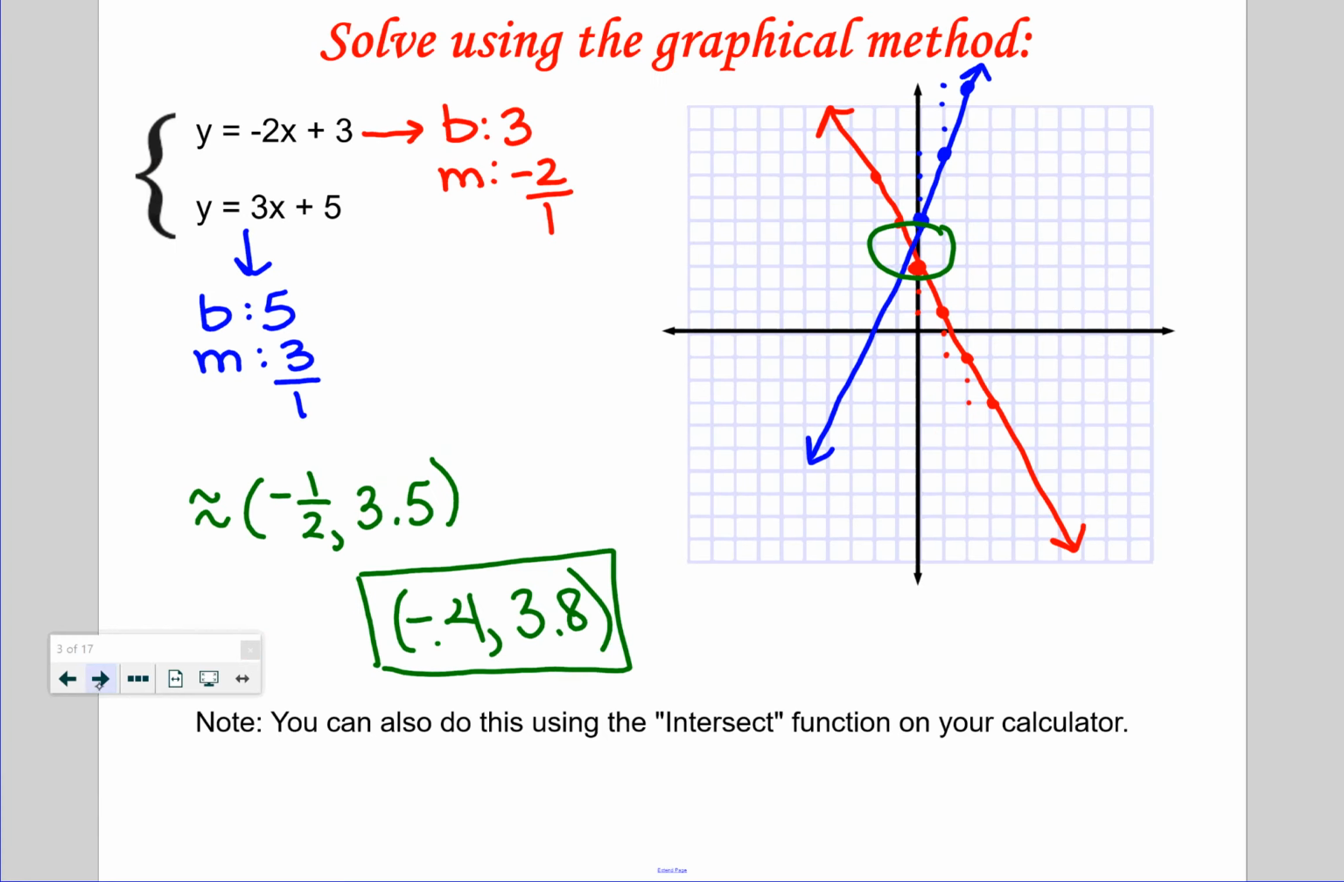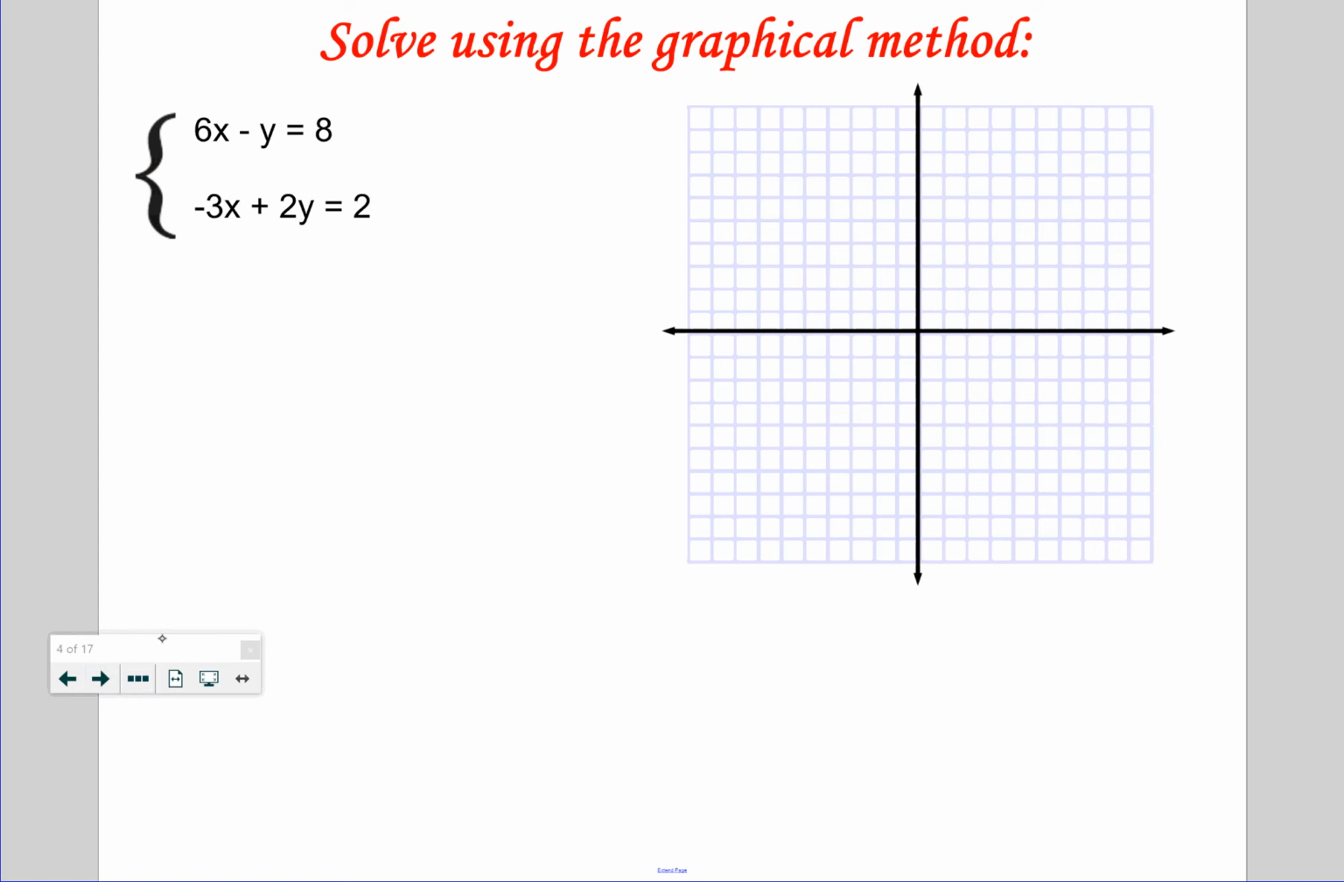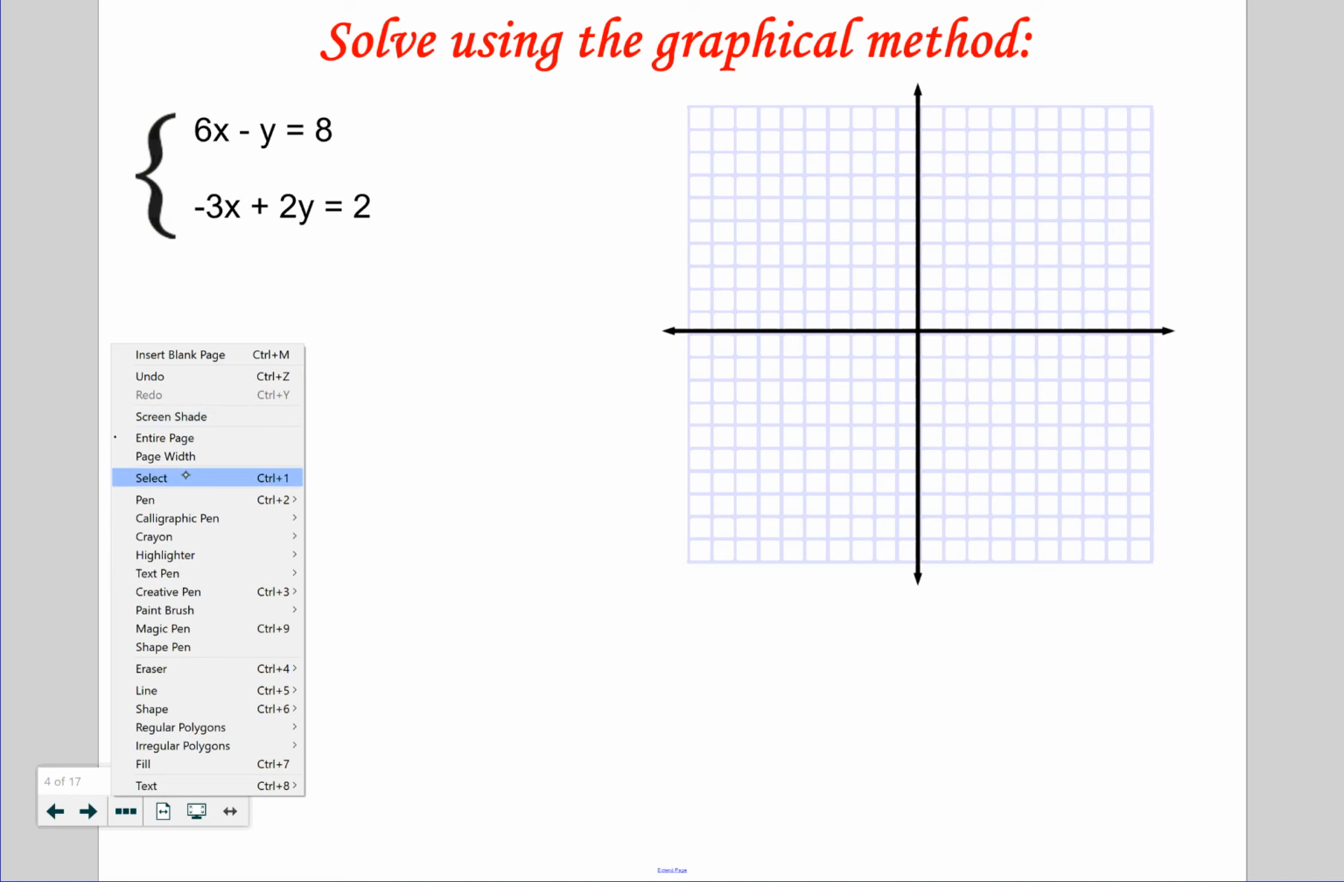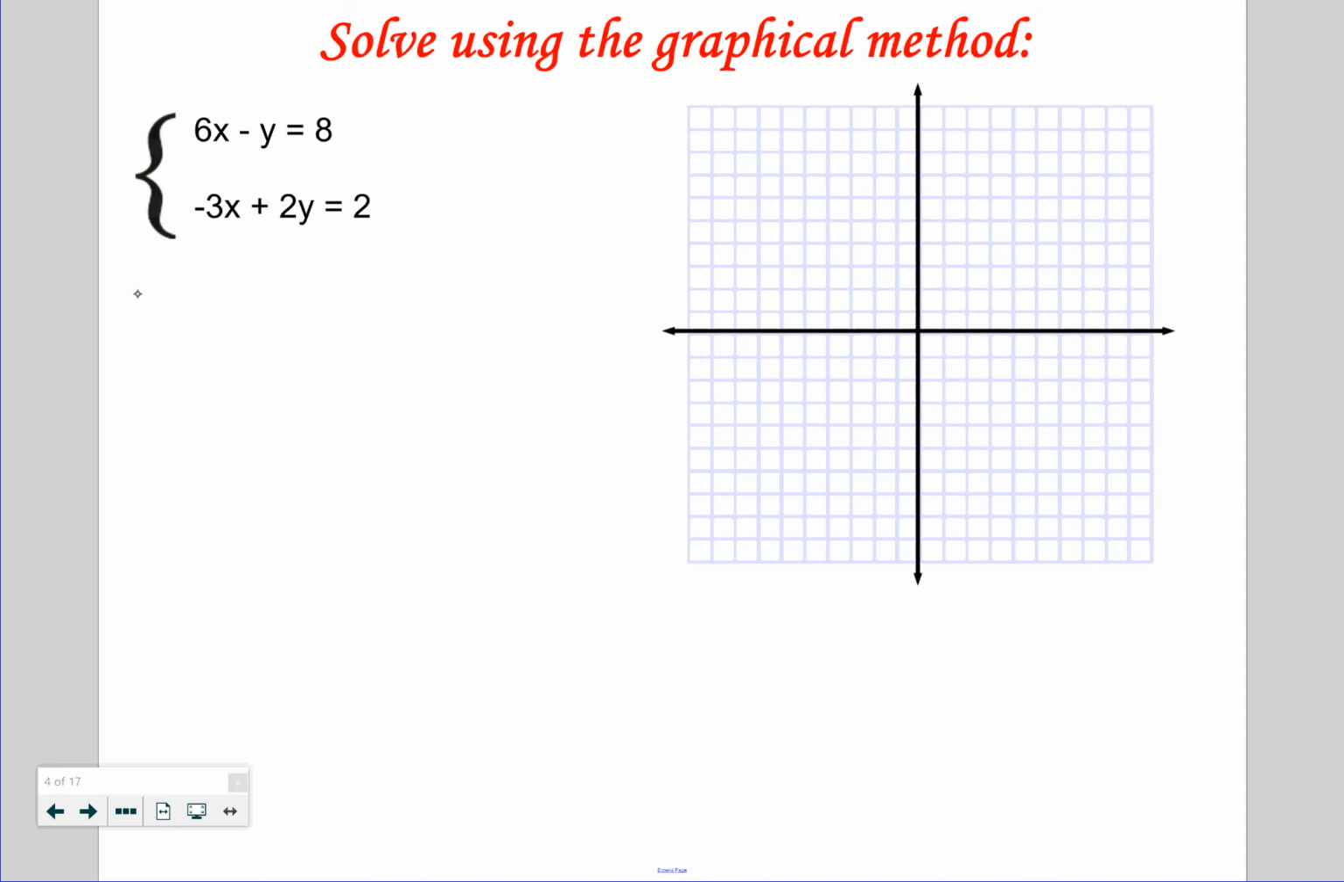Okay, let's look at another one of these. These two equations are not in slope-intercept form, so we have a little work at the beginning to get them in that form. Let's start with the top equation. I want to get the y alone, so let me rewrite the equation here. 6x minus y equals 8. To get the y alone, to get it in slope-intercept form, I'm going to subtract 6x on each side. So now I have negative y equals 8 minus 6x. And then from there, I'm going to divide everything by negative 1 to get the y alone.